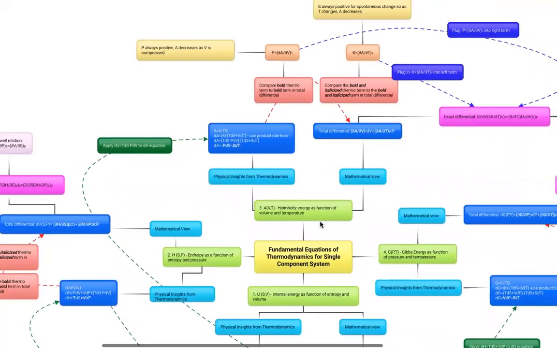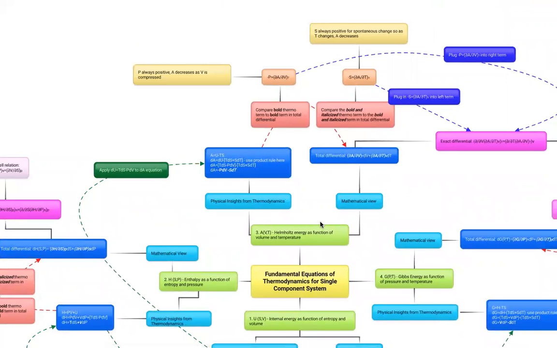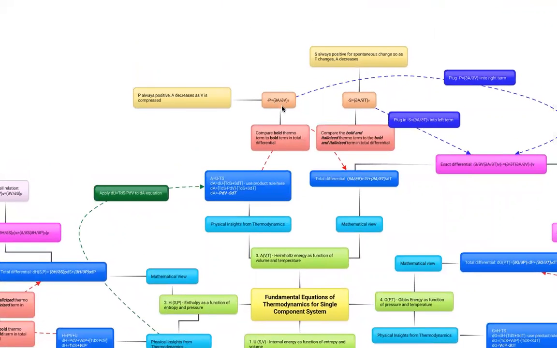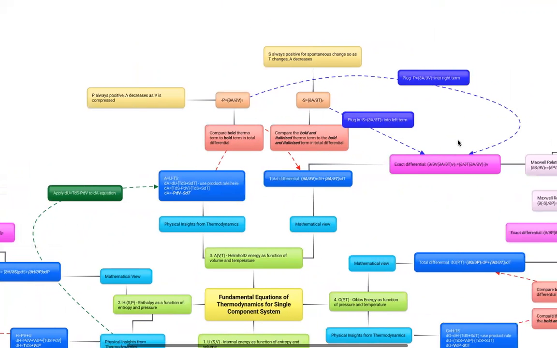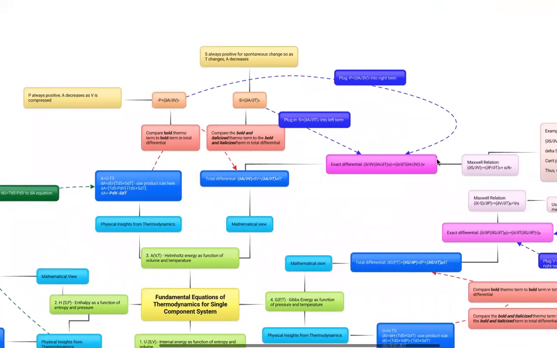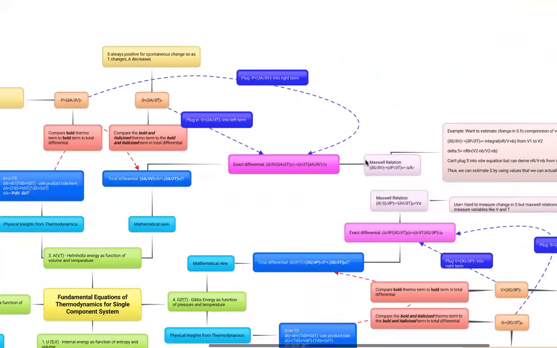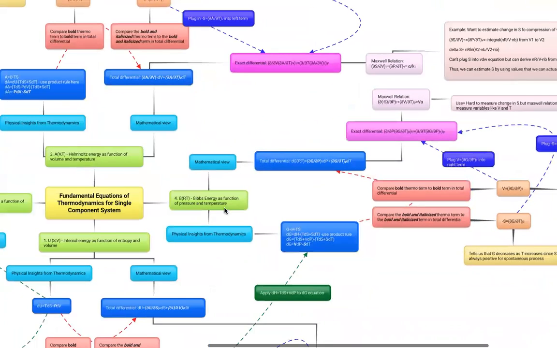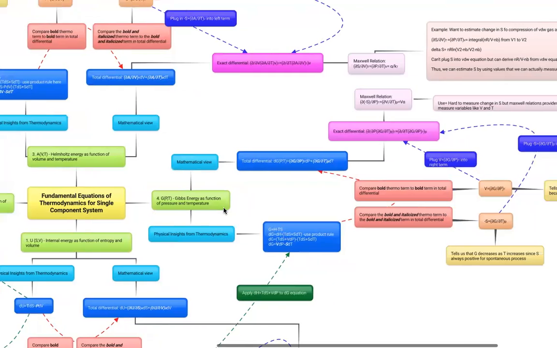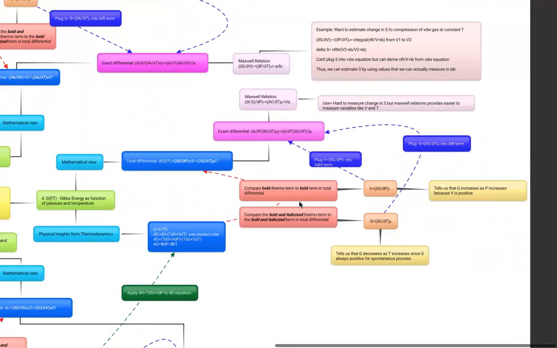You go to Helmholtz energy. It's organized the same way, and you end up with negative P equals the change in A as volume changes at constant temperature, and negative S equals the change in A as T changes at constant volume. Again, you can plug those into the exact differential and get another Maxwell relation. I can continue doing this, and then we get Gibbs energy related in the same way, so that you get a fourth Maxwell relation.